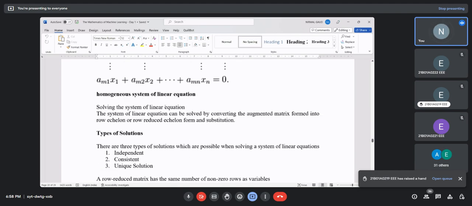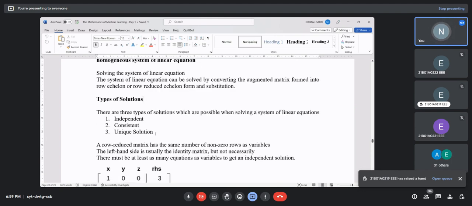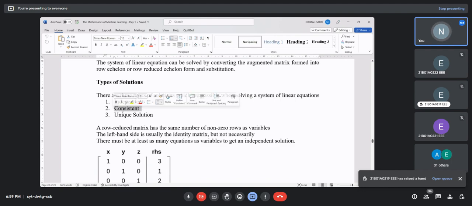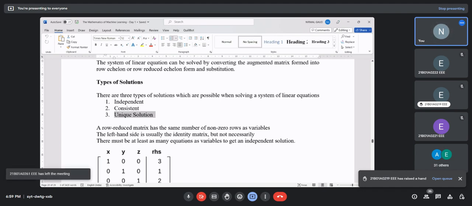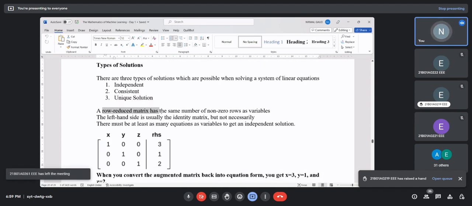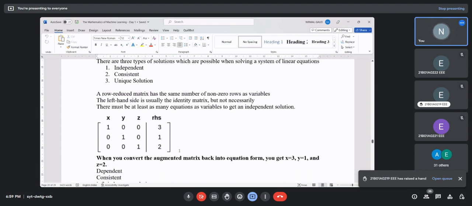Then I have the homogeneous system of linear equations. The system of linear equations can be solved by converting the augmented matrix into row Echelon form, which is what I did, and then performing substitution. There are various kinds of solutions available: independent, consistent, and unique solutions. A row reduced matrix has the same number of non-zero rows as variables. For example, this one.